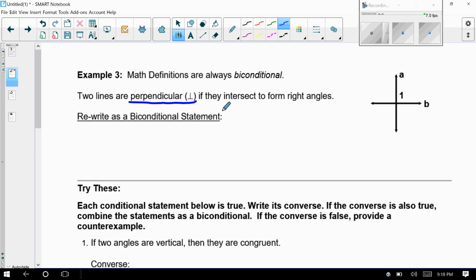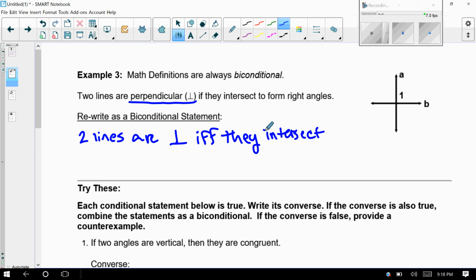So rewrite this as a biconditional statement. We're going to say two lines are, and let me use a symbol for perpendicular, the upside down capital T. You guys can write it out if you want. If and only if they intersect to form right angles. All right, go ahead and go down.